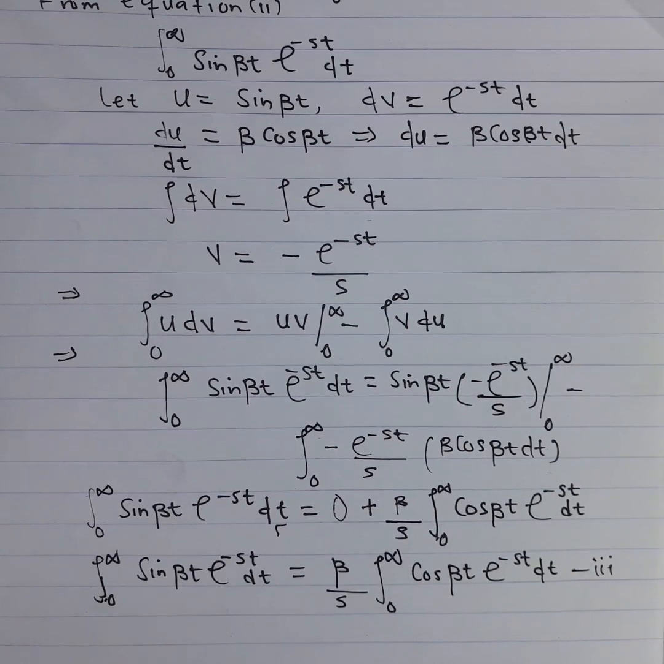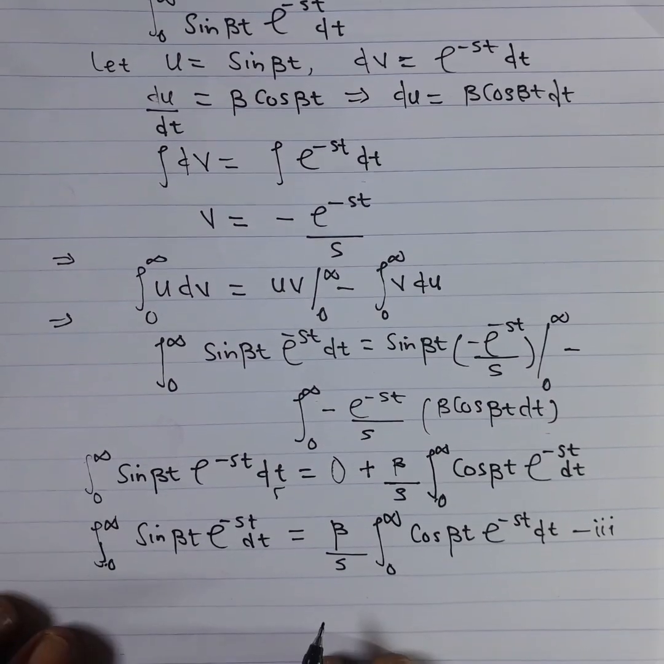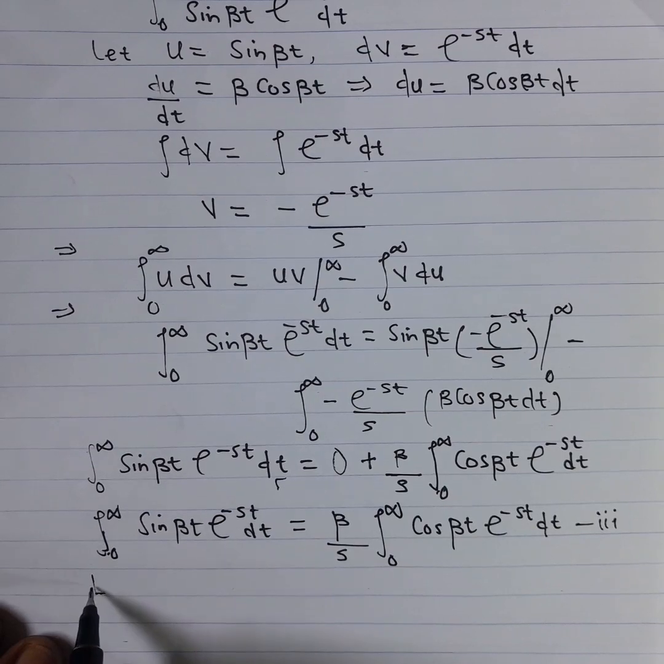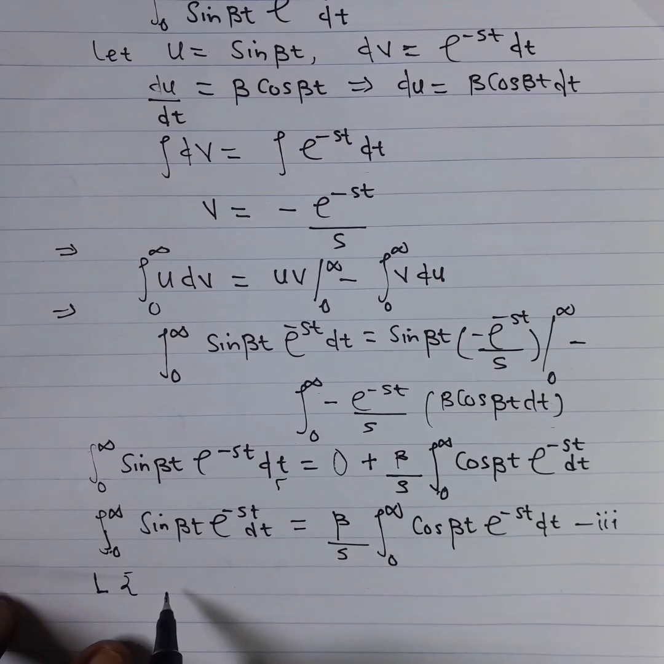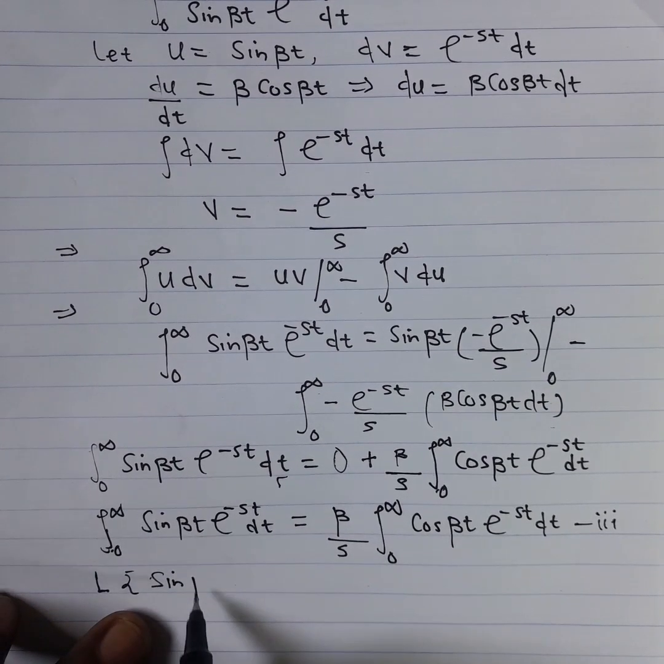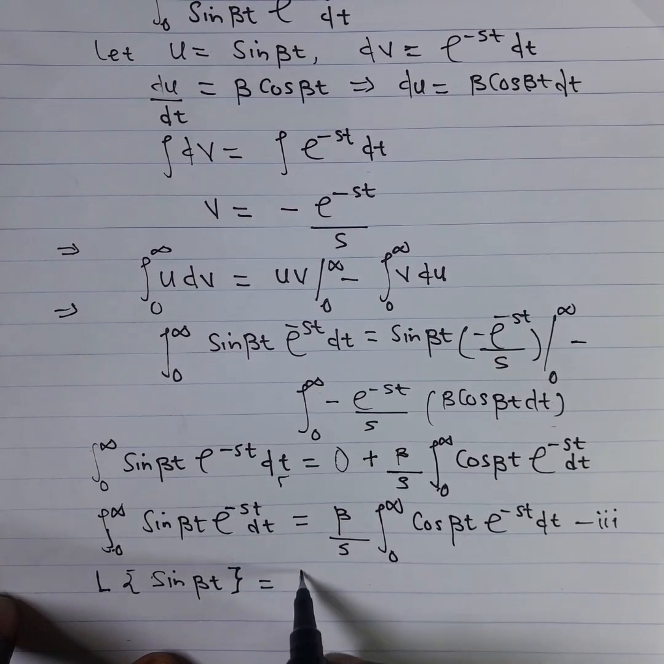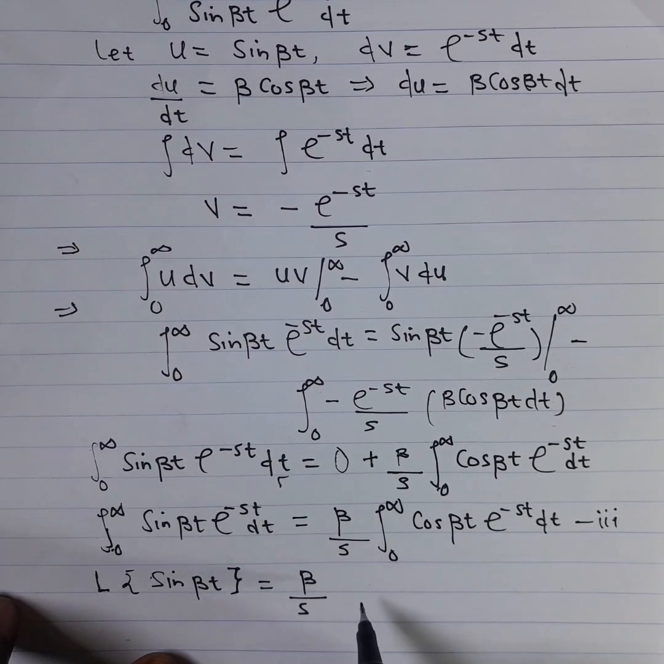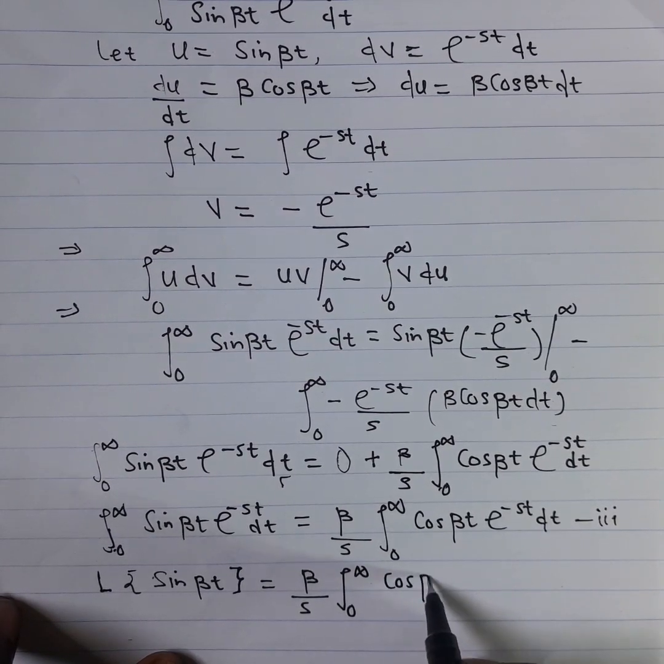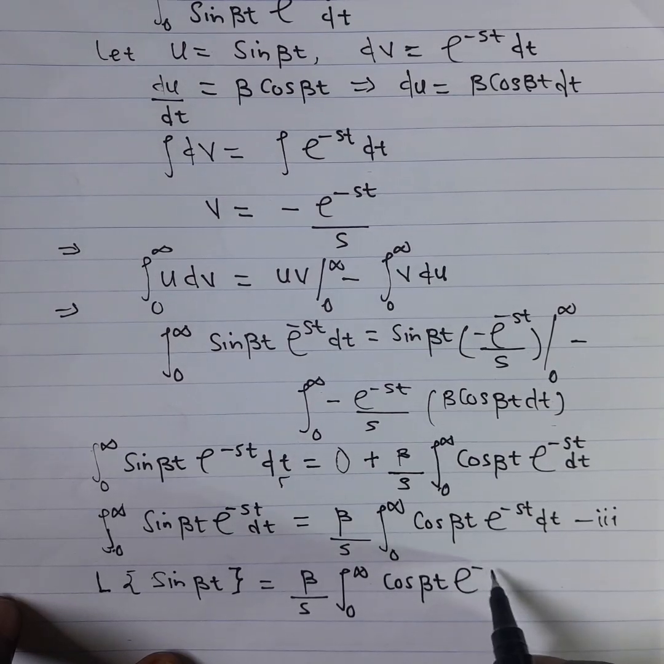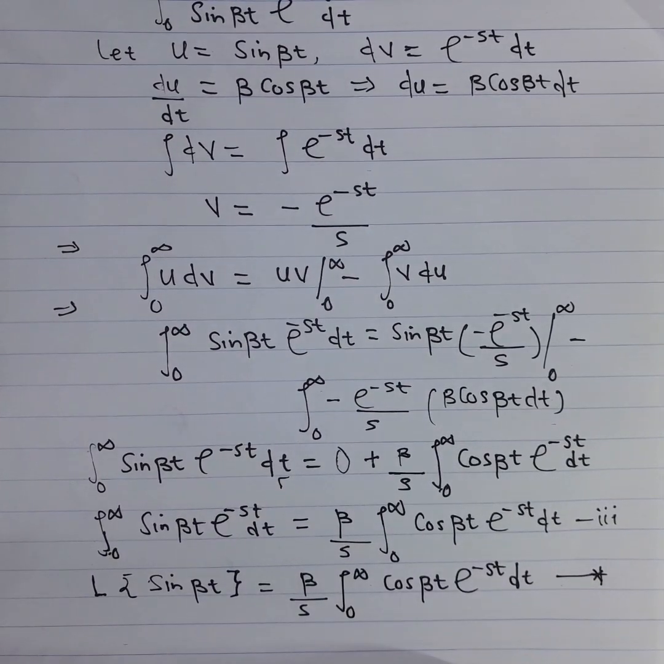So now this equals the Laplace transform of sine beta t, which equals beta divided by s times the integral from 0 to positive infinity of cos beta t exponential minus st dt. We are not done with it.